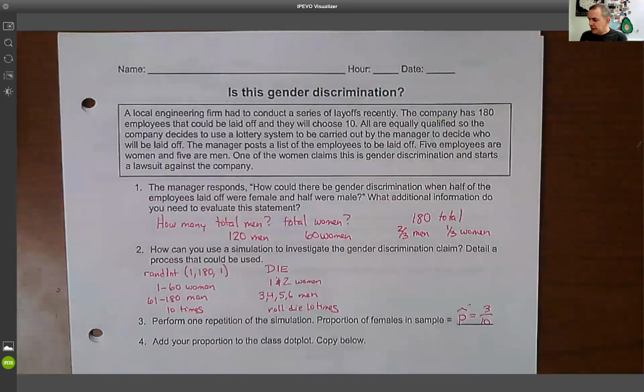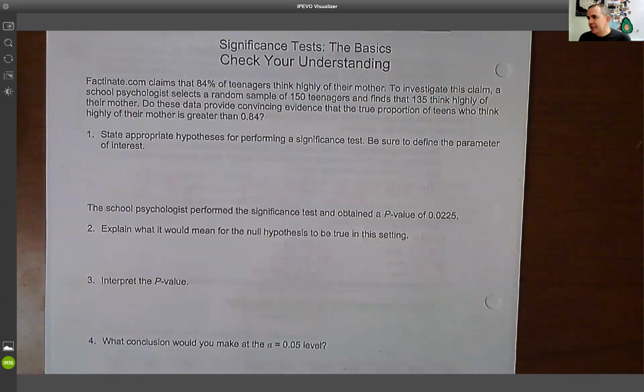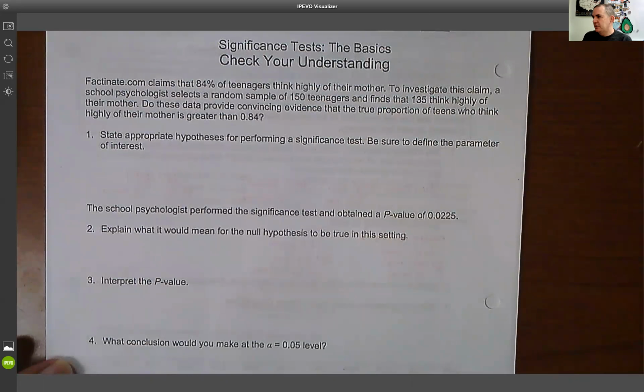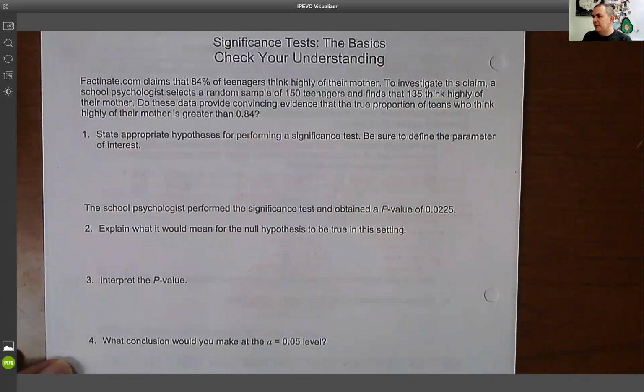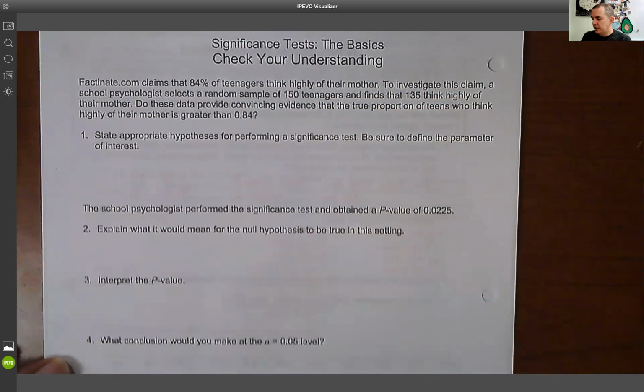On the backside, I want to walk through some of these ideas. Factinate claims that 84% of teenagers think highly of their mother. To investigate this claim, a school psychologist selects a random sample of 150 teenagers and finds 135 that think highly of their mother. Do these data provide convincing evidence that the true proportion of teens who think highly of their mother is greater than 84%?